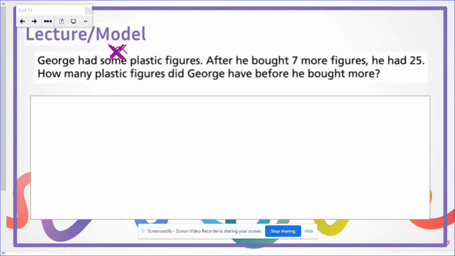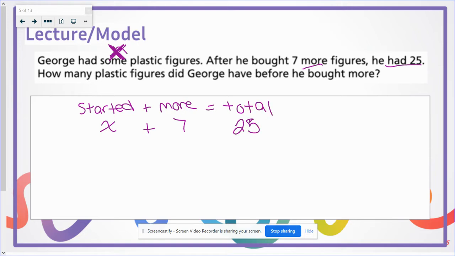So, let's take a look at what this is actually saying. He had a starting point of what he started with, and we know that that was X. And then he bought 7 more. So we know that he's going to add more, and that was 7. And then at the end, he had a total of 25. So we have an equation here, x plus 7 equals 25. So we need to think about what number plus 7 equals 25.